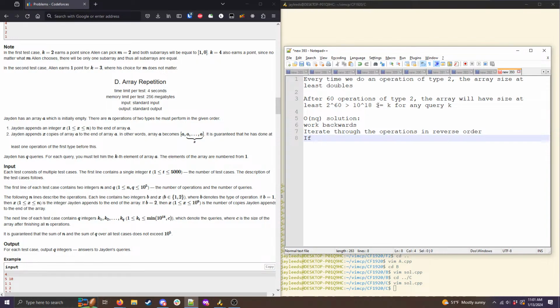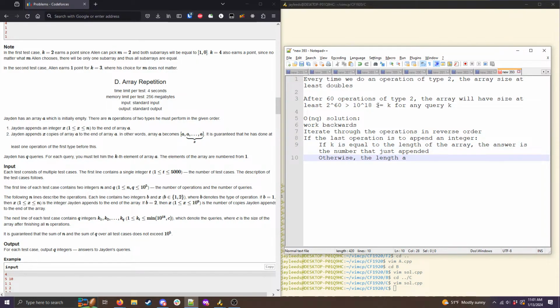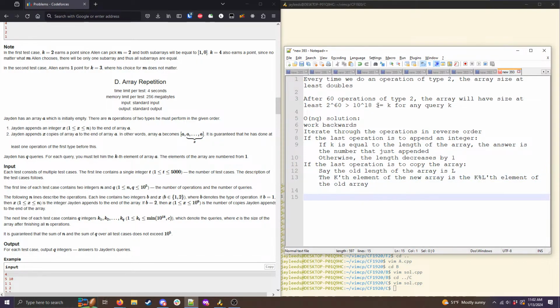If the last operation is to append an integer, then if k is equal to the length of the array, the answer is the number that just got appended. Otherwise, the length of the array decreases by 1. And if the last operation is to copy the array, say the old length of the array is L. Then the kth element of the new array is the k mod L element of the old array. Because if k is 1 through L, then it'll just be the kth element. If it's L plus 1 through 2L, then the L plus first element of the new array is the first element of the old array, and so on.